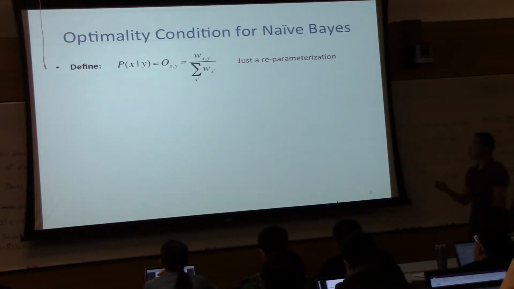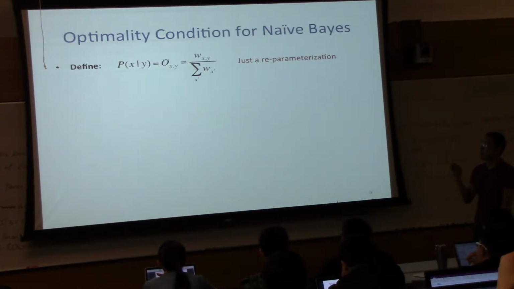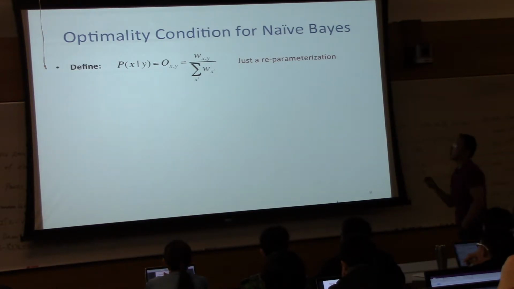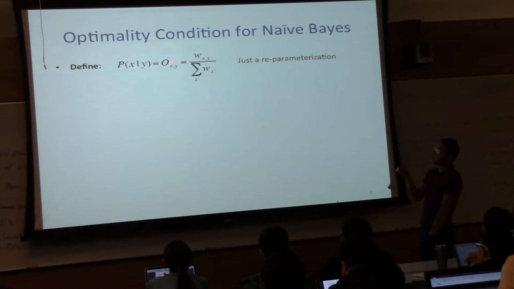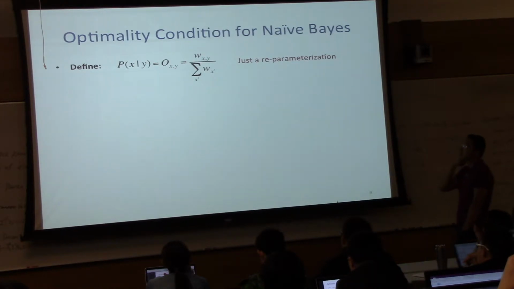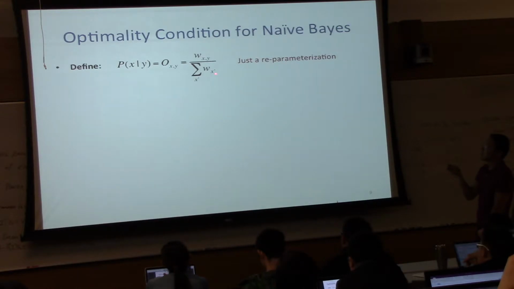So I'm going to do a little bit of reparameterization. If we want to estimate the parameter p of x given y for, let's say, some x's and just one of the x's, right? Then it equals an entry in this observation matrix, which, as you know, has to be normalized to sum to 1 over all the x's. So I could just reparameterize it like this. That should be a comma y.